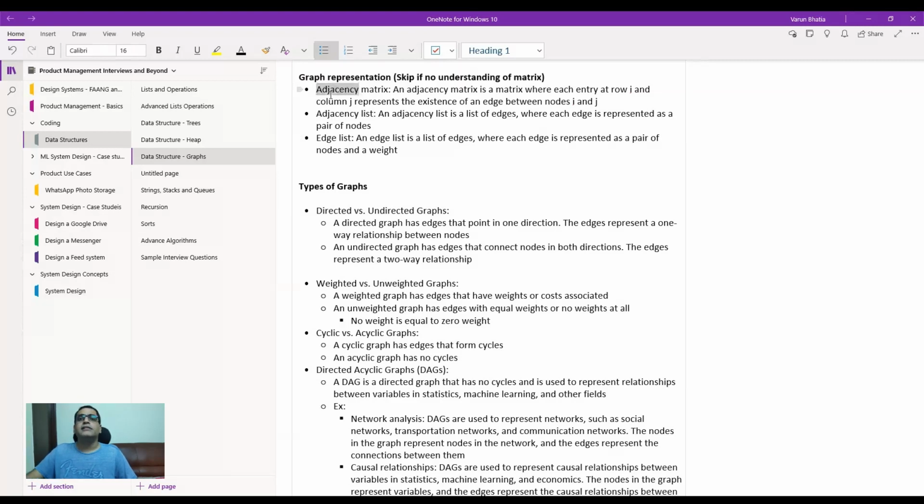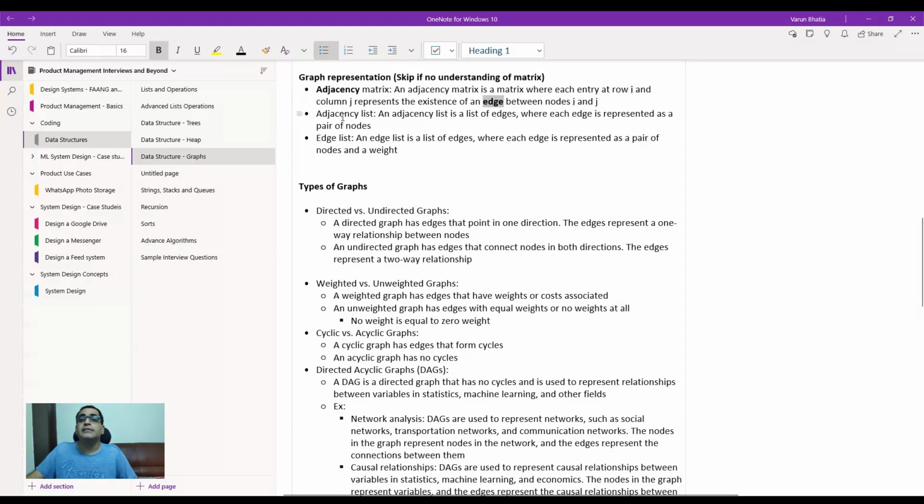So, the adjacency matrix, right? Basically, an adjacency matrix is a matrix where each entry at a row and column represents the existence of an edge, right? So let's say, for example, you have nodes i and j, right? A matrix is a two-dimensional representation. So in that, for every edge, which is a connection between nodes i and j, an entry in the ith row and jth column basically represents your edge.